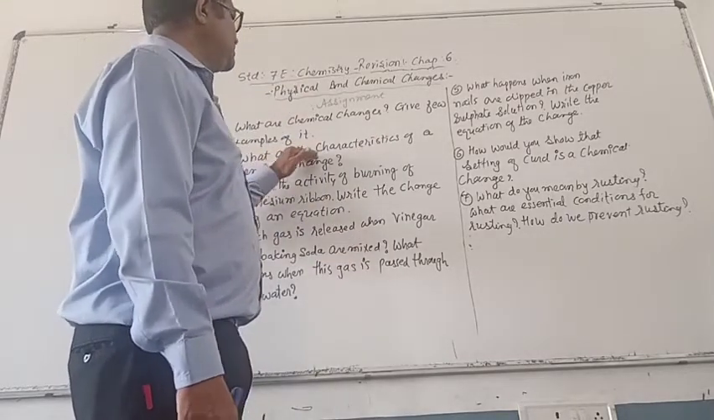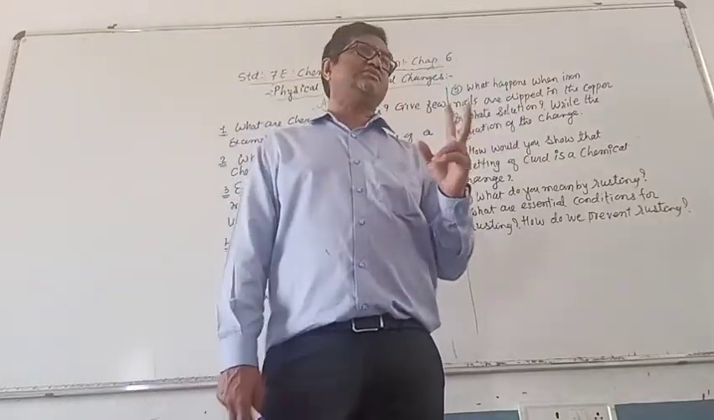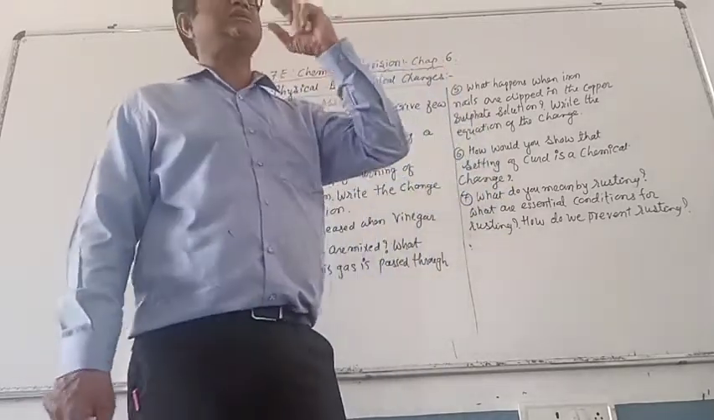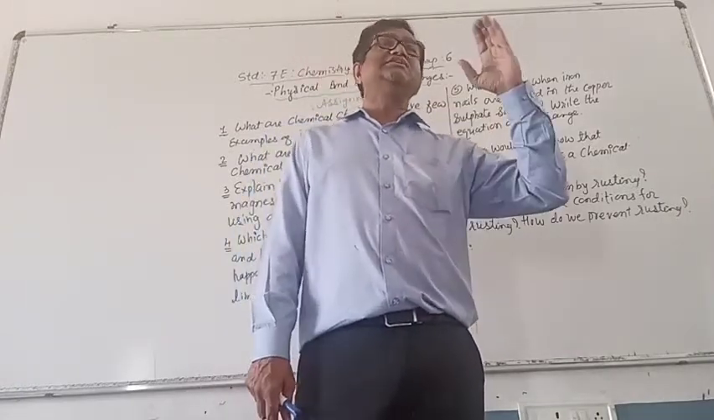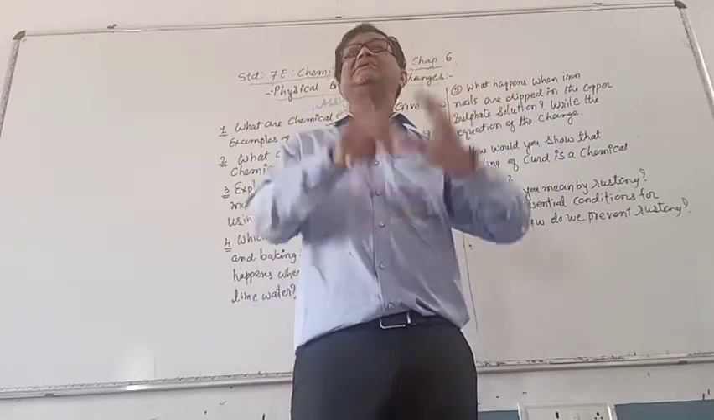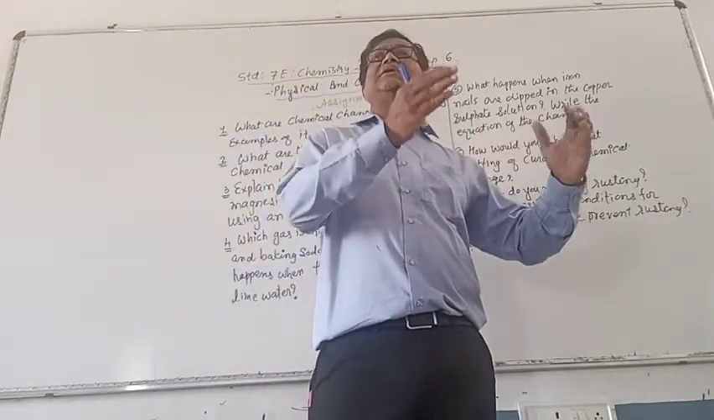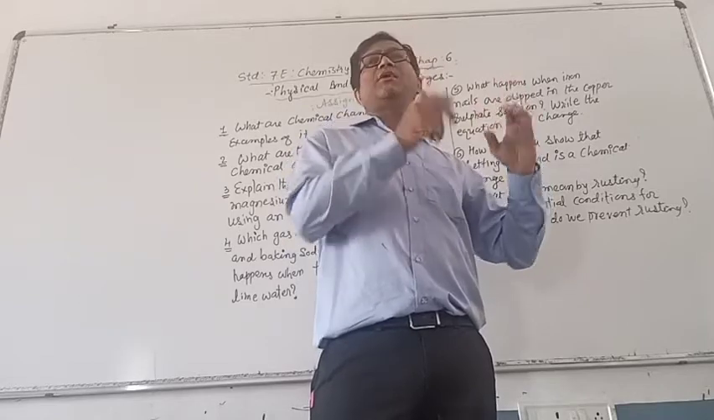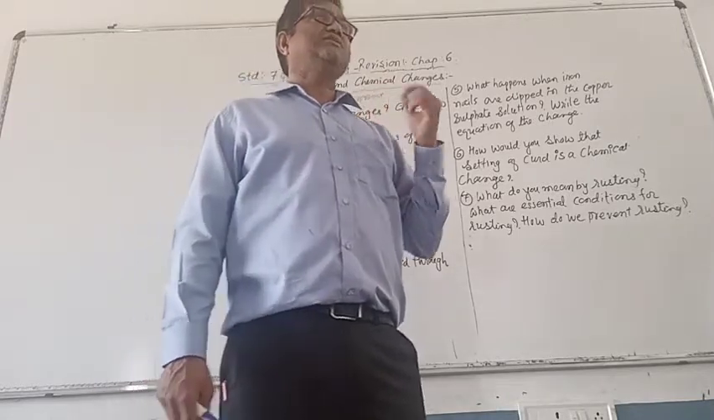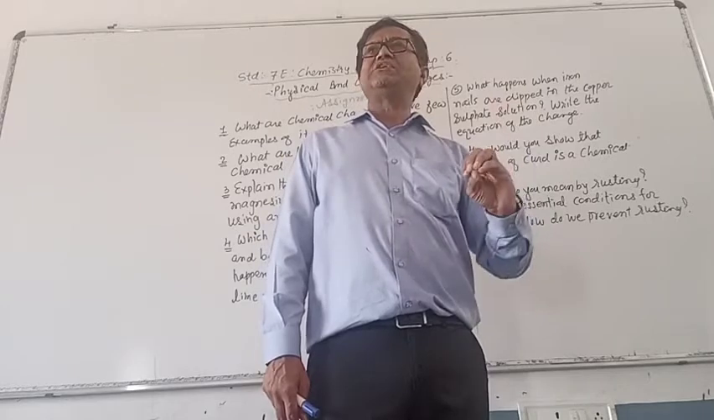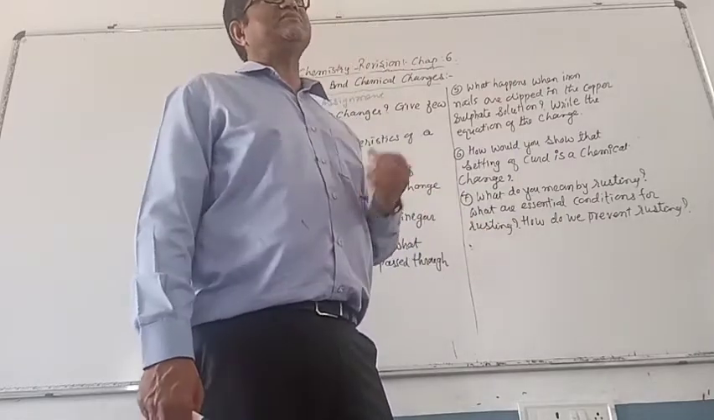Now, the next question is what are the characteristics of a chemical change? In a physical change, we saw that the original substance remains the same. But in a chemical change, the characteristic is that the original material is getting changed and a new material is made which has different characteristics. So that is the first characteristic, that the properties of the original substance are getting changed and new substances are made.